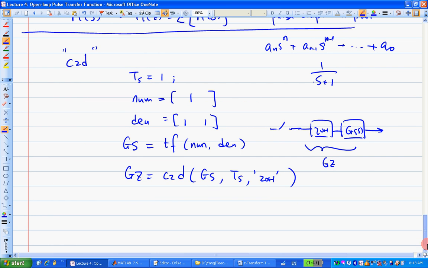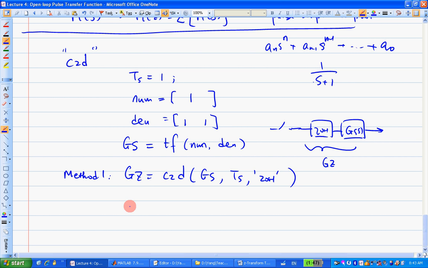Now there's another way of doing that. So basically, if I don't want to do this, if I want to express it directly, this is one method here. Okay, this is one method. So if you want to do the other way, it is this.